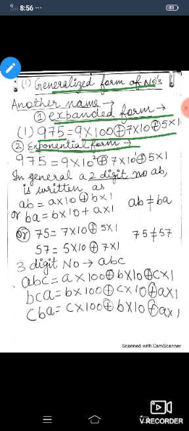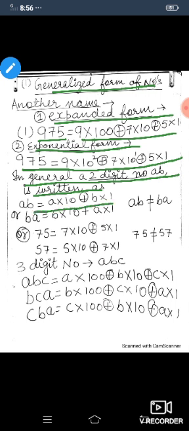Or in exponential form, it can be written as 9 into 10 square plus 7 into 10 raised to power 1 plus 5 into 1. So, in general, a two-digit number AB is written as A into 10 plus B into 1. On reversing the order of the digits, it becomes BA, that is B into 10 plus A into 1. Clearly, AB is not equal to BA.